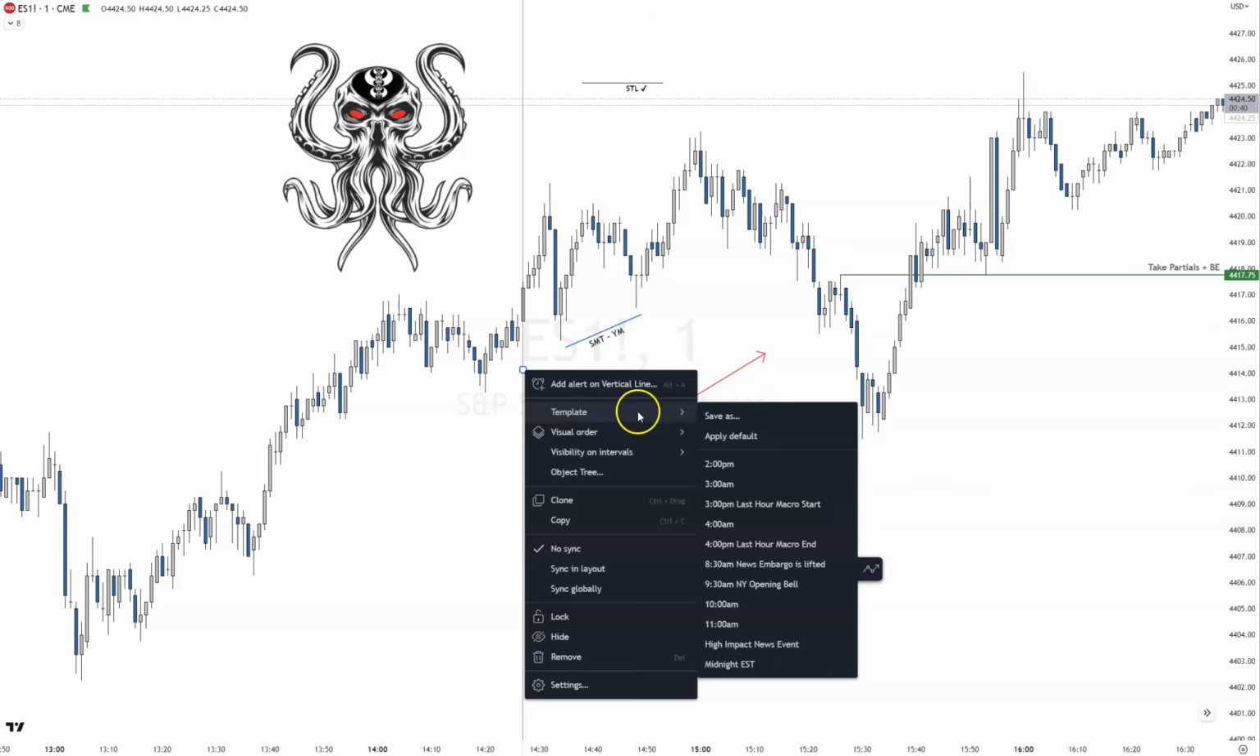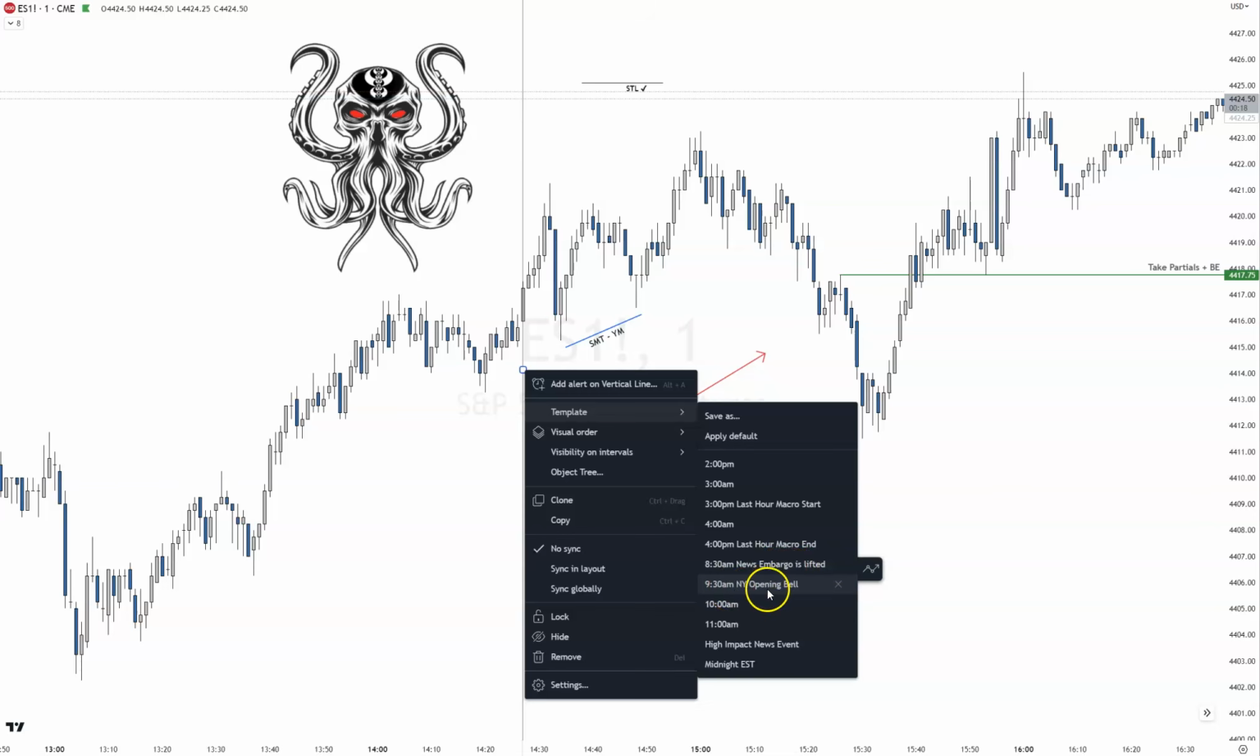But for templates here, I have 2 p.m., 3 a.m., 3 p.m., the last hour macro starts, the 4 a.m. So you have 3 and 4 for the London Silver Bullet. You've got 2 to 3 for the PM Silver Bullet. You've got 3 to 4 p.m. for the Power Hour. You got 8:30, the news embargo is lifted.